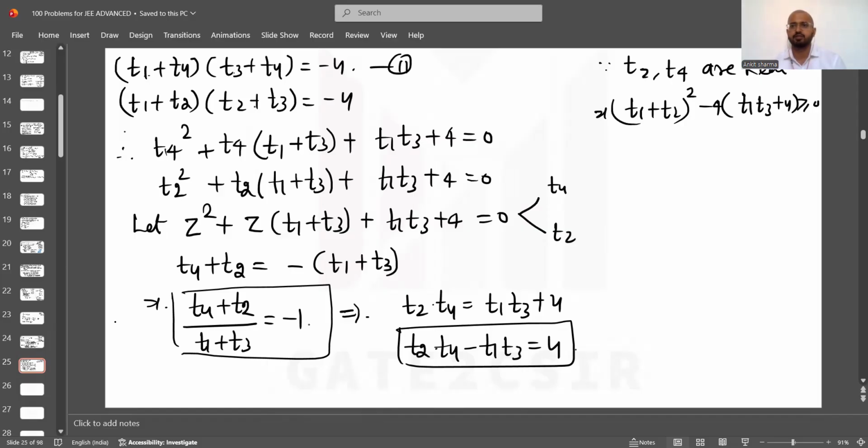B square minus 4AC should be positive. So (T1 plus T2) square. Also, if I want the minimum value for T1 minus T2, then I'll consider the square, which can be written as (T1 plus T2) square minus 4 times T1 T2.